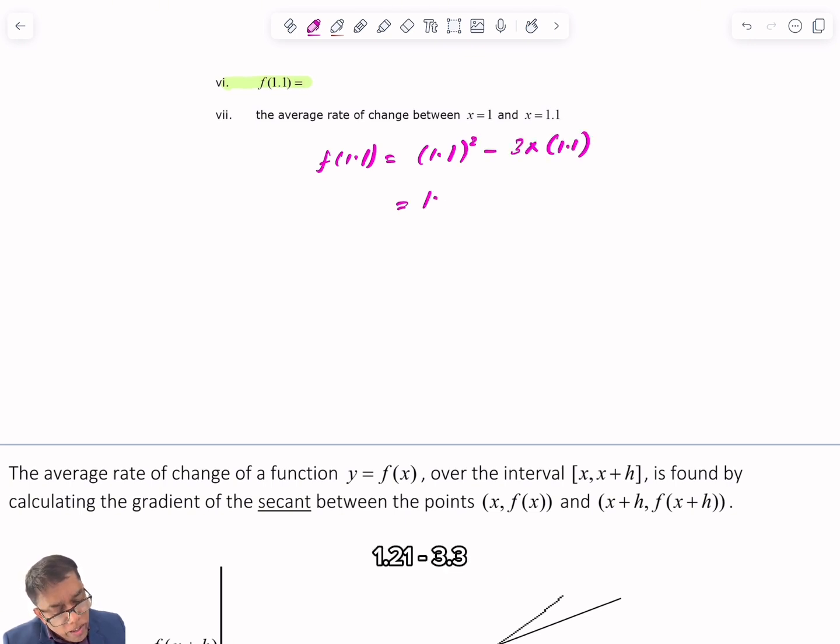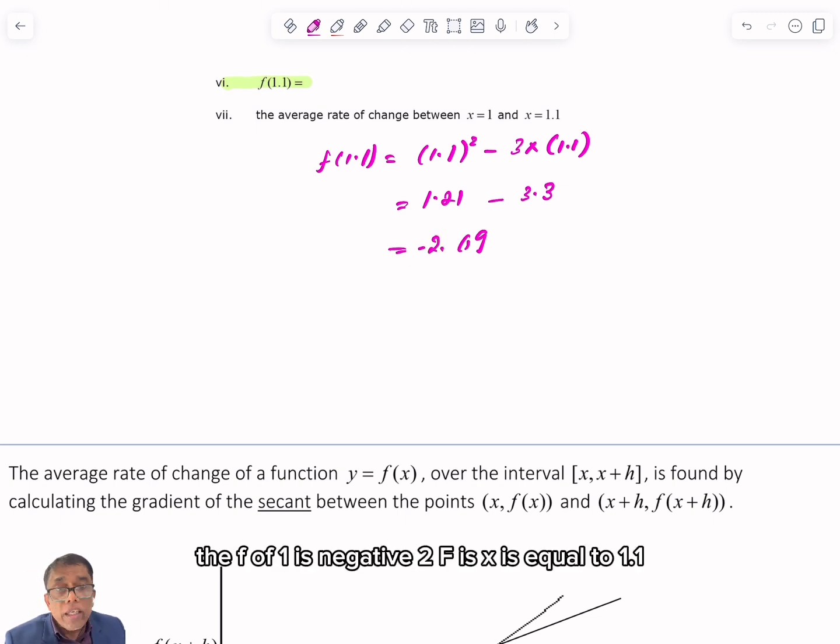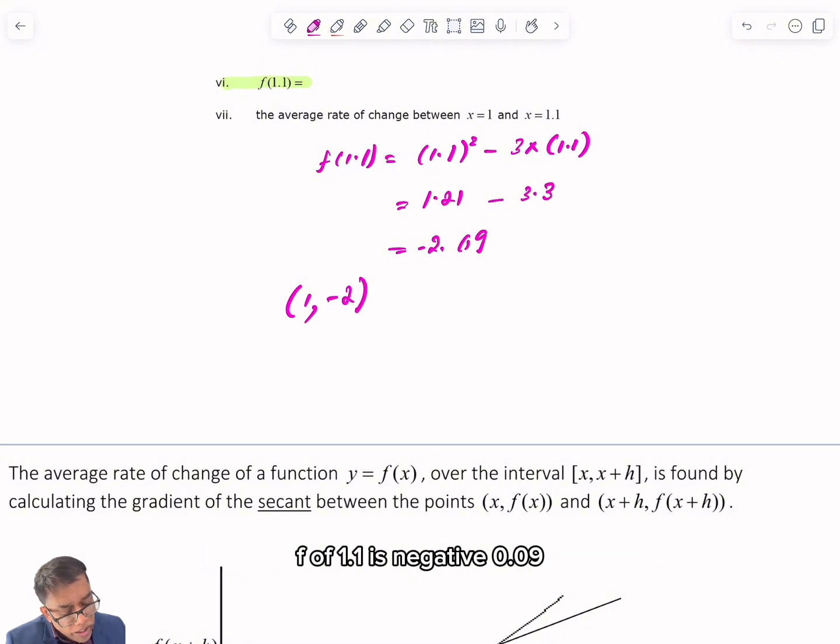1.21 minus 3.3. This is negative 2.09. X is equal to 1. The f of 1 is negative 2. X is equal to 1.1. F of 1.1 is negative 0.09.